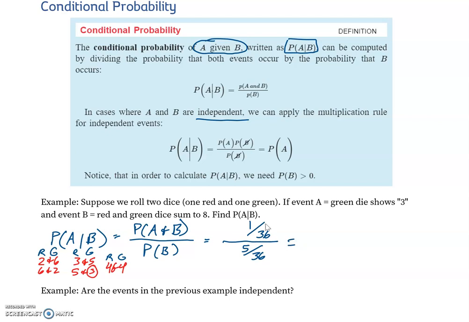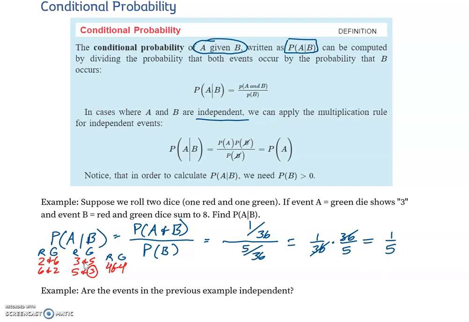So we can work through this and say, well, dividing by a fraction, I can multiply by the reciprocal. So this becomes times 36 over 5. My 36 on the bottom and top cancel out, and I get 1/5. So this is the more formal way to do this.